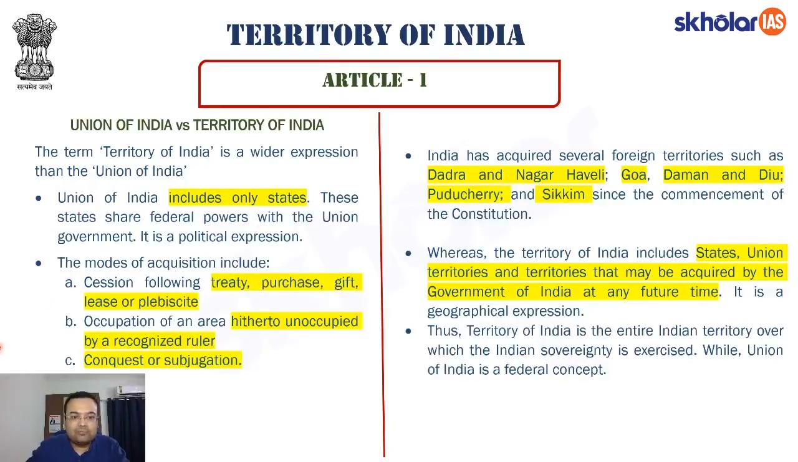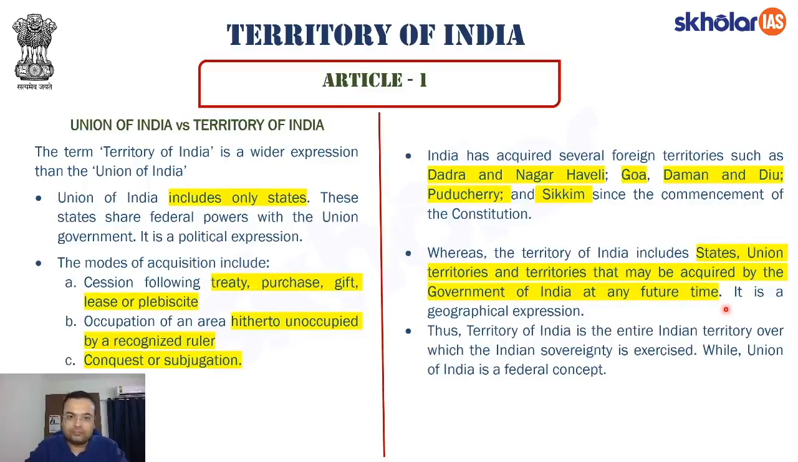Then what exactly are the modes of acquisition? Cession following a treaty, purchase, gift, occupation of an area which was hitherto unoccupied by a recognized ruler, and conquest or subjugation. So this again is something that you can keep in mind: the ways in which India can acquire new territory. When we talk about Territory of India, we are trying to include both states, union territories and territories that may be acquired by the Government of India at any time in future.